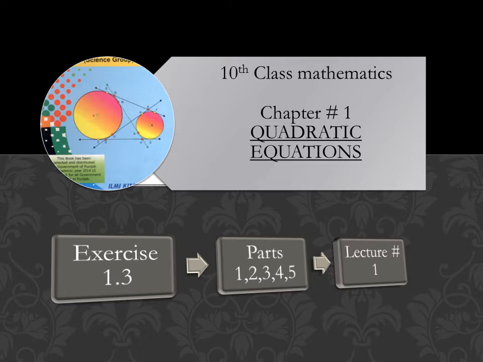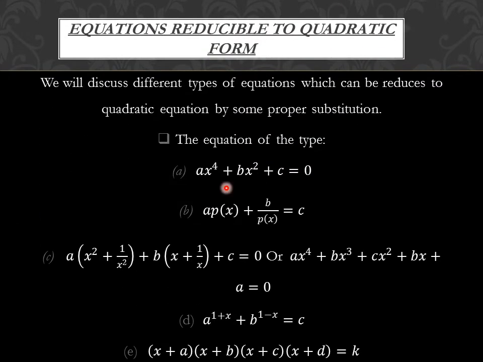We are going to cover exercise 1.3 in this lecture. We will solve its first 5 parts. First of all, I'll tell you in exercise 1.3 we will be dealing with equations that are reducible to quadratic form. We will discuss different types of equations which can be reduced to quadratic equations by some proper substitutions. These are the general 5 forms of the equation we will be dealing with in this exercise. One by one, I will tell you by doing the questions.